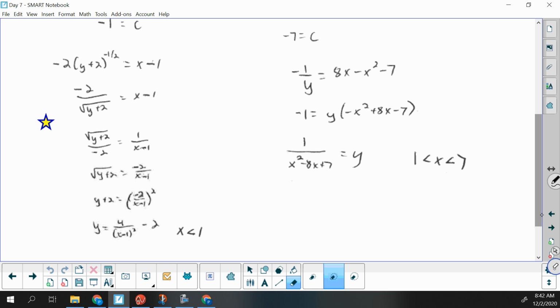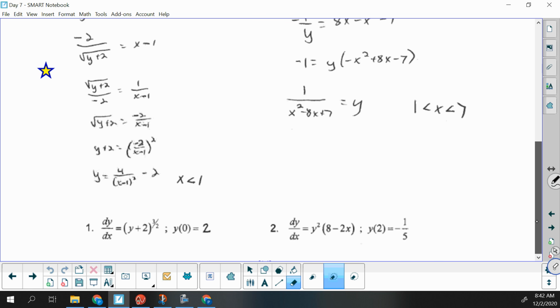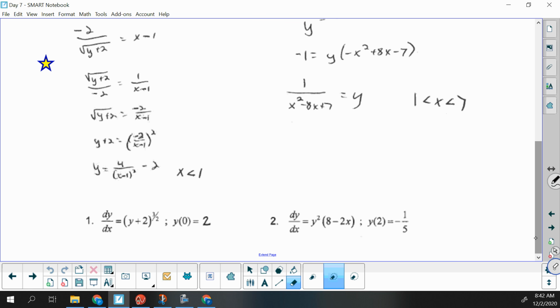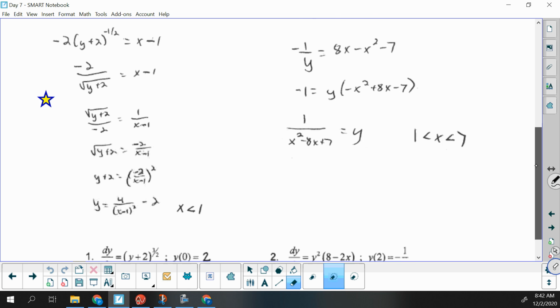So x can't be 1 because it would make the denominator 0. So we had to pick a side for it based on our initial condition. And our initial condition was x equal to 0. So we need to be on the left side of 1, so x is less than 1. Now, one thing we would just want to spot check is in our differential equation, we had a square root and then cubed for y plus 2. So y plus 2 needs to be positive.